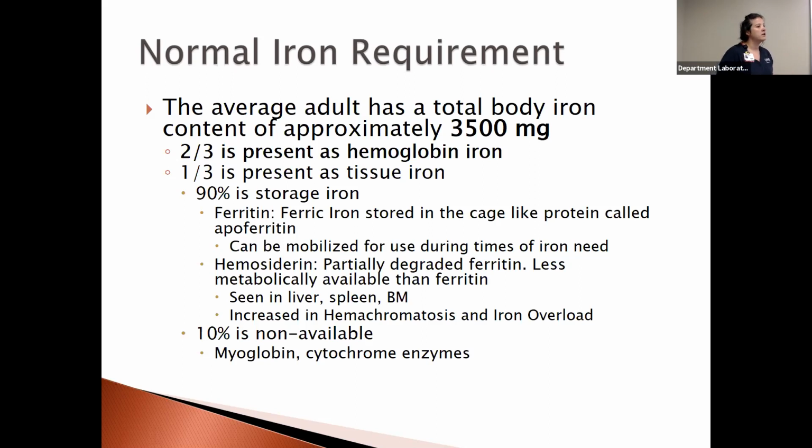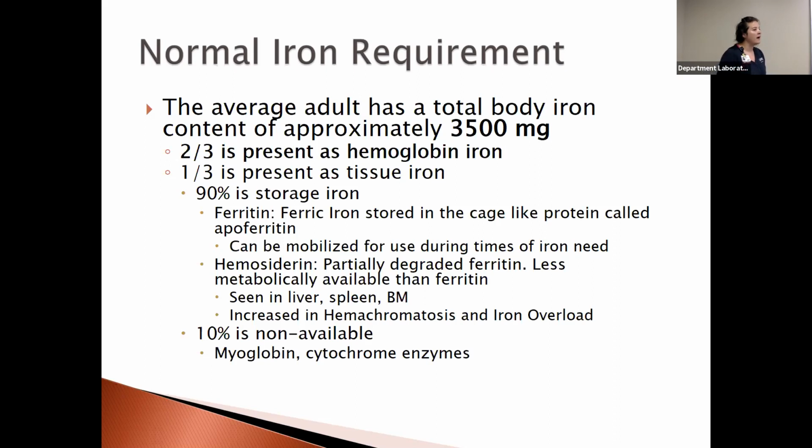So you'll see hemosiderin in your tissues, such as your liver, your spleen. You can see it in the bone marrow too. You'll also see this hemosiderin if you have an excess amount of iron, such as hemochromatosis or iron overload. Does anybody want to take a guess at what stain we are able to visualize this excess iron with? Prussian blue. Prussian blue is our iron stain. We will be able to see this with the Prussian blue stain.